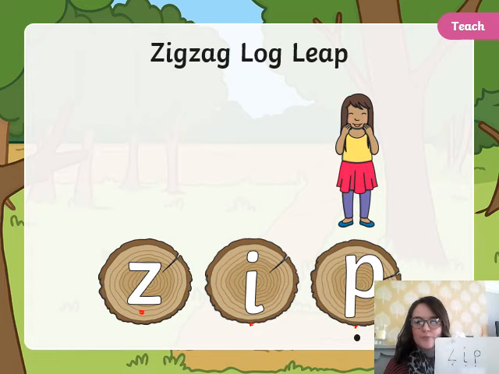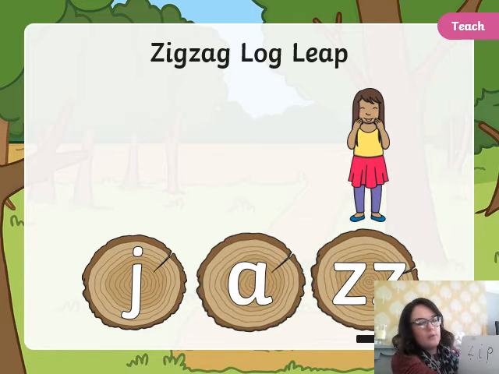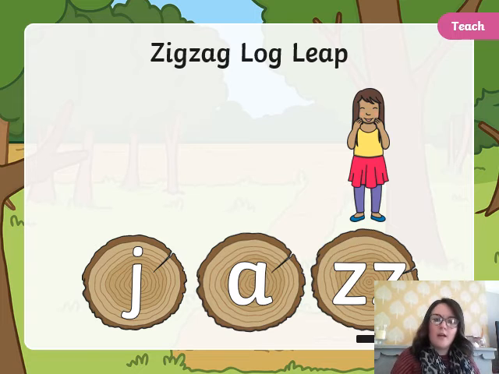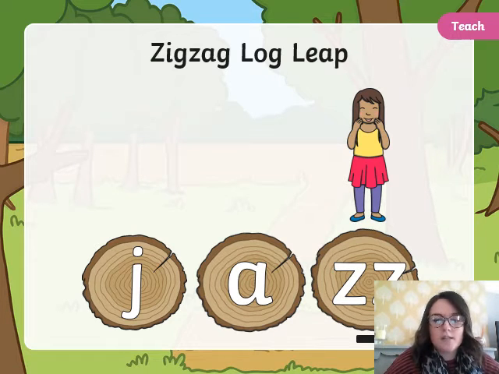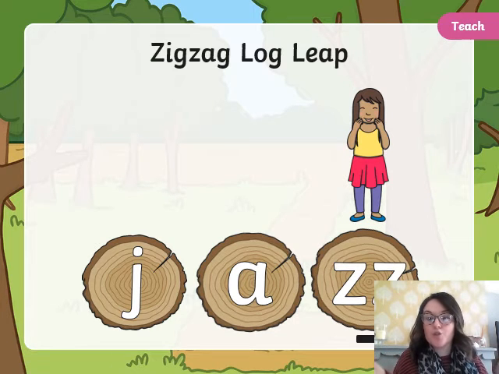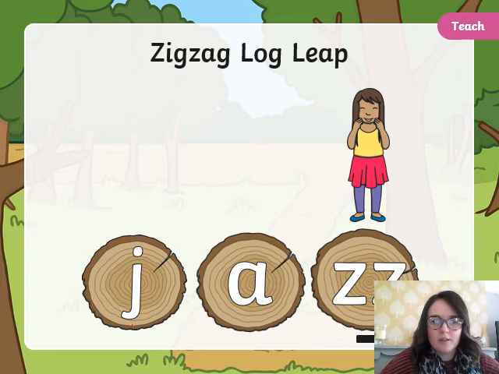Good job. Shall we try another one? Ooh, let's have a look at this one, and add our sound buttons as we go. There isn't a Z as our starting sound here, because we know this one. This one's a J. That's right.